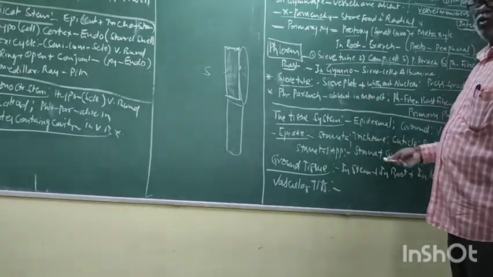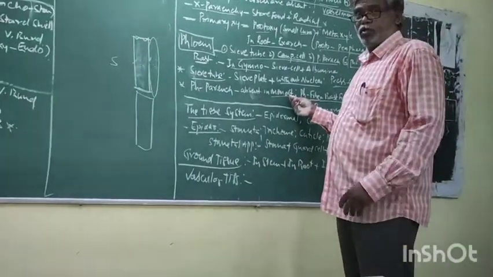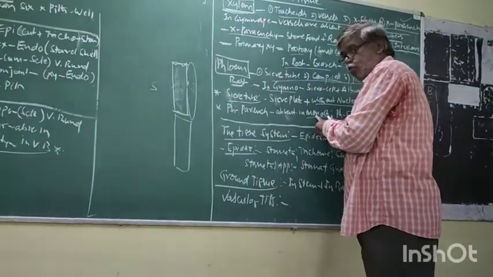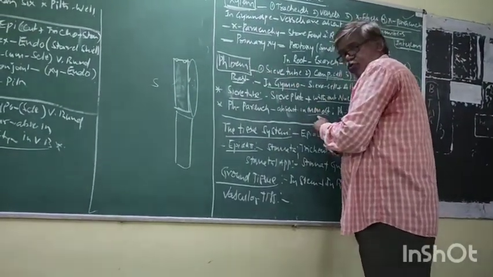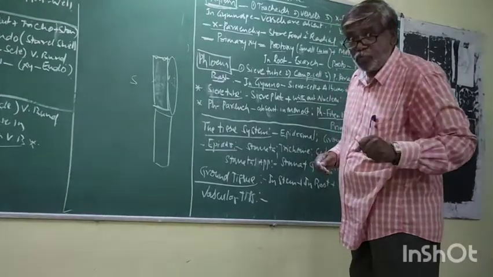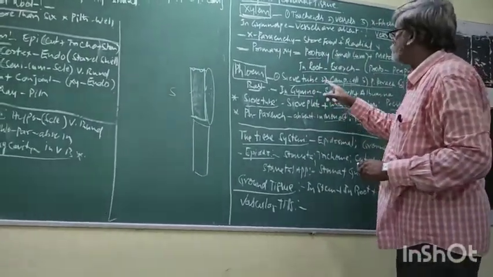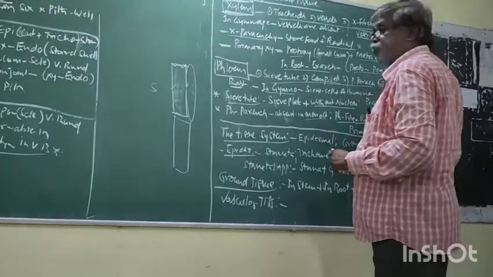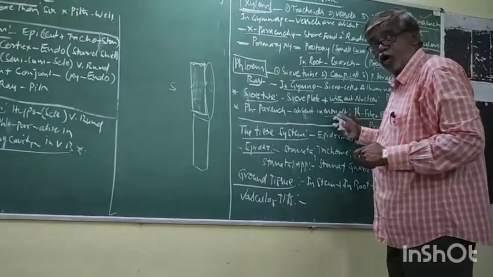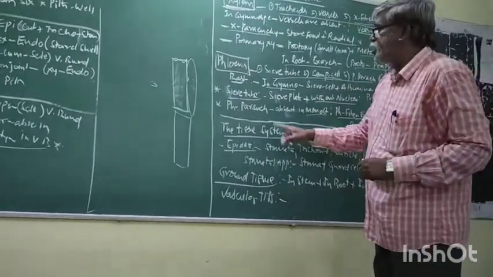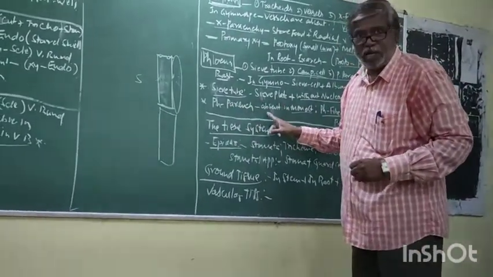Now, what about phloem parenchyma? It is absent in monocots. The phloem of monocots is made of three components. Generally, the phloem is made of four components: sieve tubes, companion cells, parenchyma, and fibers. But in monocots, the phloem has only three; that is, phloem parenchyma is absent.